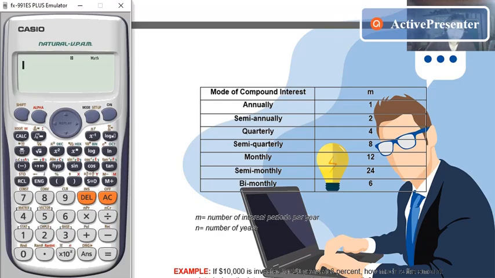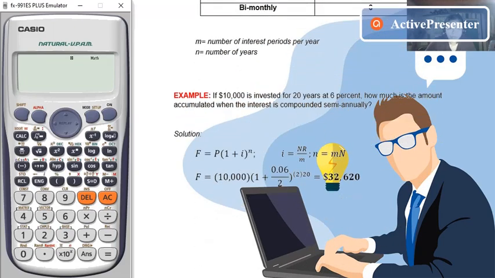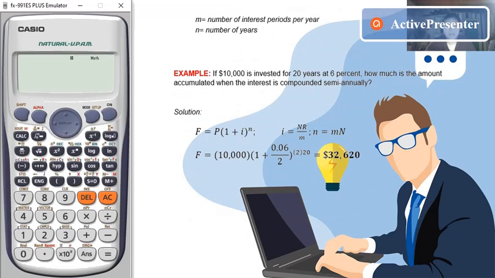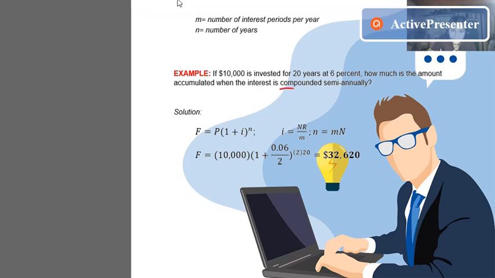So, we take it for our example number 1. If $10,000 is invested for 20 years at 6%, how much is the amount accumulated when the interest is compounded semi-annually? So, sa atong problem, naghatag siya semi-annually compounded. So, makita na nato, mahunahunaan na nato, naa nay mode of compound interest.